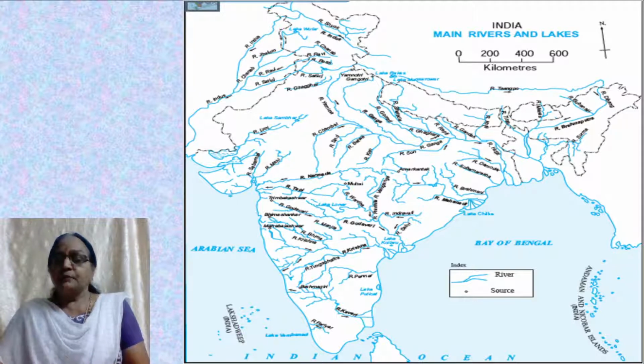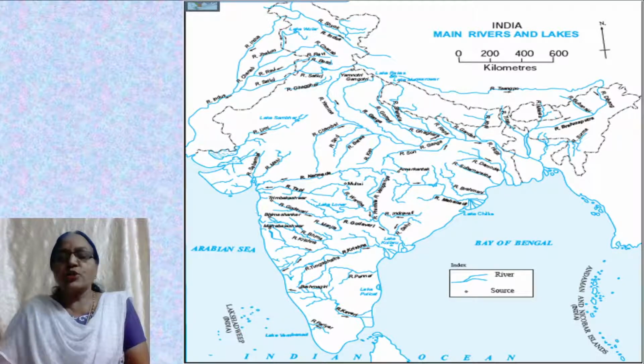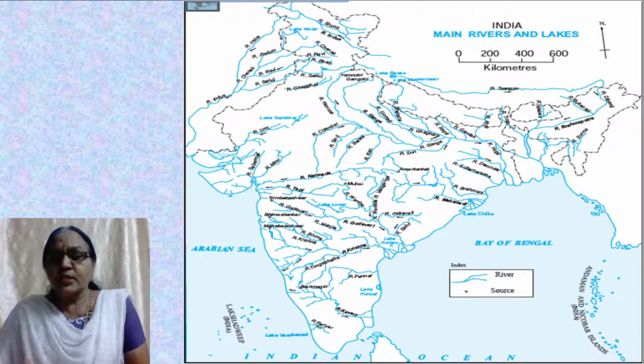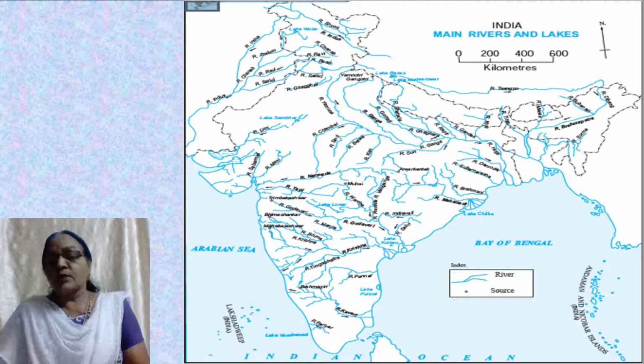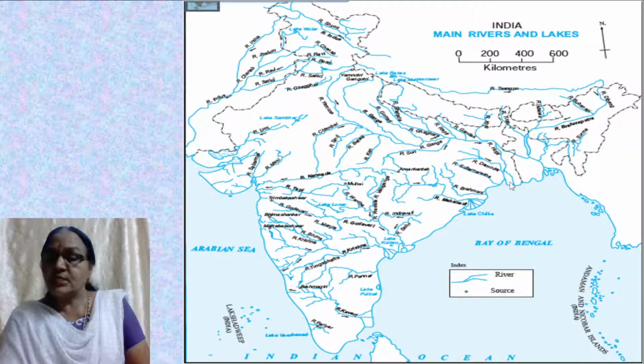Now, I've already explained to you in physiography, in the first part, where we were talking about formation of deltas. The Ganga together with its tributary, the river Brahmaputra, has formed an extensive delta which is called the Sundarbans Delta.